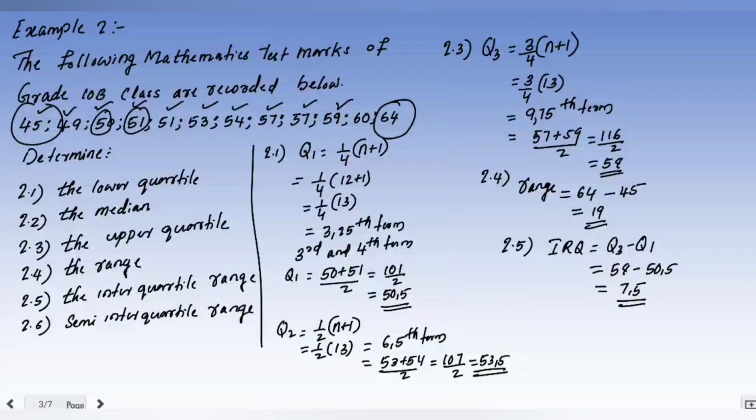Now the last one is the semi-interquartile range. That is 2.6. Semi-IQR, how do we find? Q3 minus Q1 divided by 2. Q3 minus Q1, we got it 7,5, divided by 2. What is the answer? 3,75.